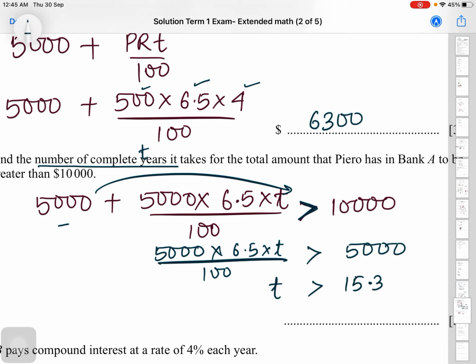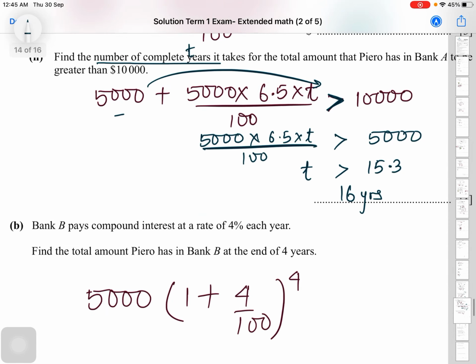Yeah. So in 15 years it will not become more than 10,000, but in 15.3 years, to make it a whole number, you can say 16 years it will take. Okay. Bank B pays compound interest at the rate of 4% each year. This time it's compound interest. Find the total amount Piero has in bank B at the end of 4 years.